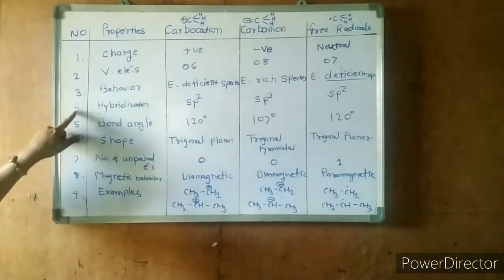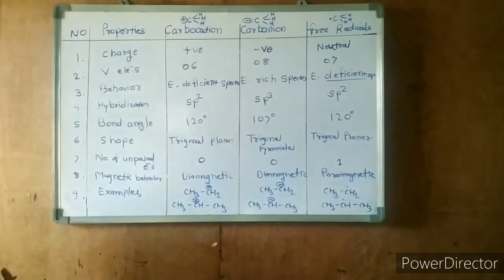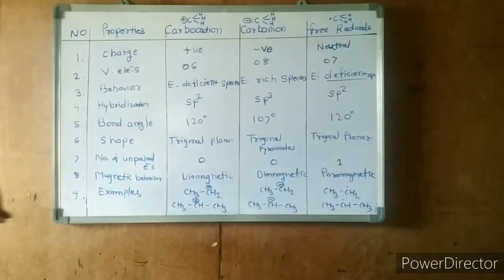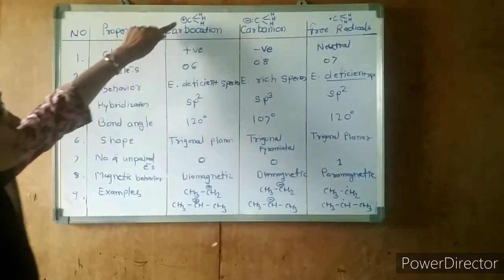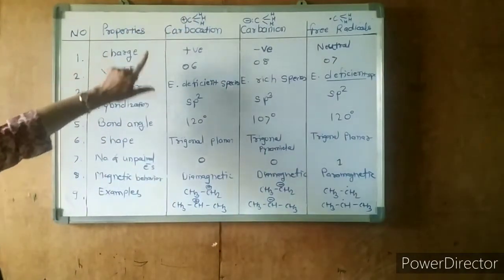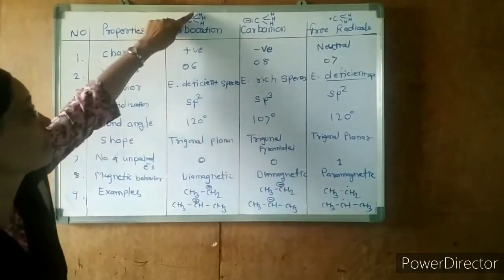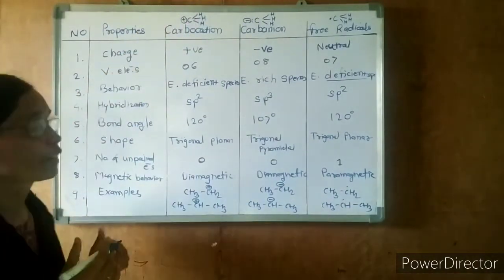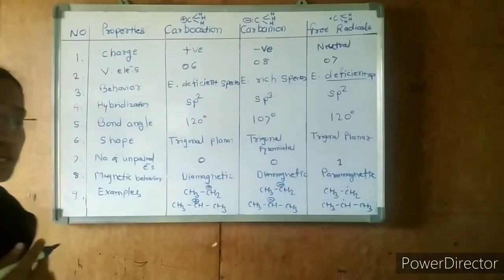Now coming to the fourth property, that is hybridization. By knowing the number of sigma bonds itself, we can find out the hybridization. Here 1, 2, 3 sigma bonds are there. 3 sigma bonds means the hybridization is sp2.